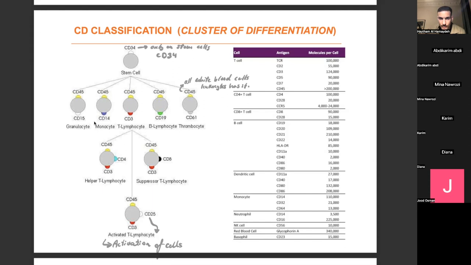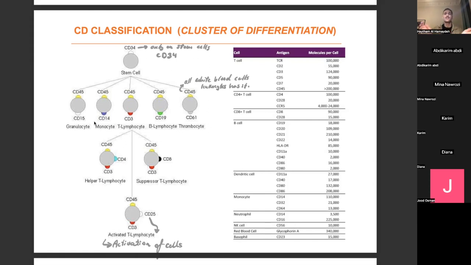Thrombocytes. I think thrombocytes are platelets. I don't think thrombocytes are leukocytes. No, all of them are, in this case, leukocytes, because leukocytes share the CD45. So thrombocytes are leukocytes. Yes. Okay, thank you.